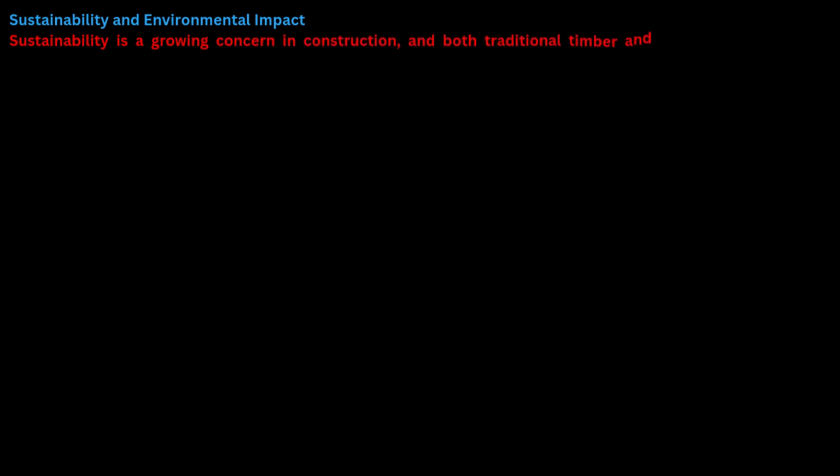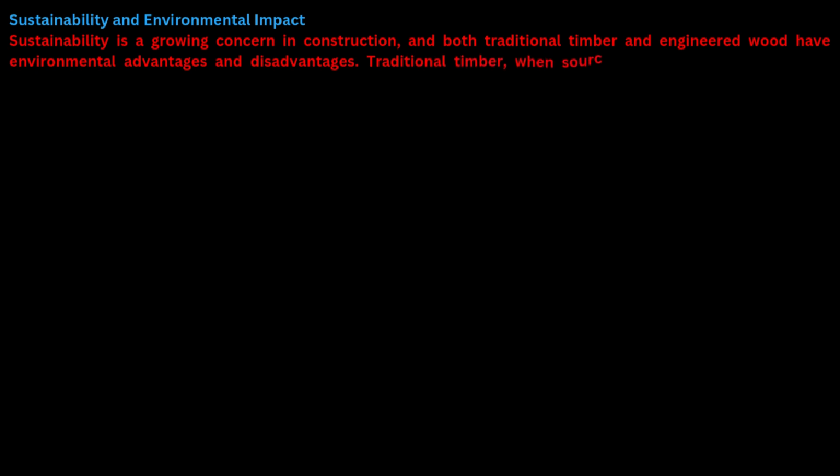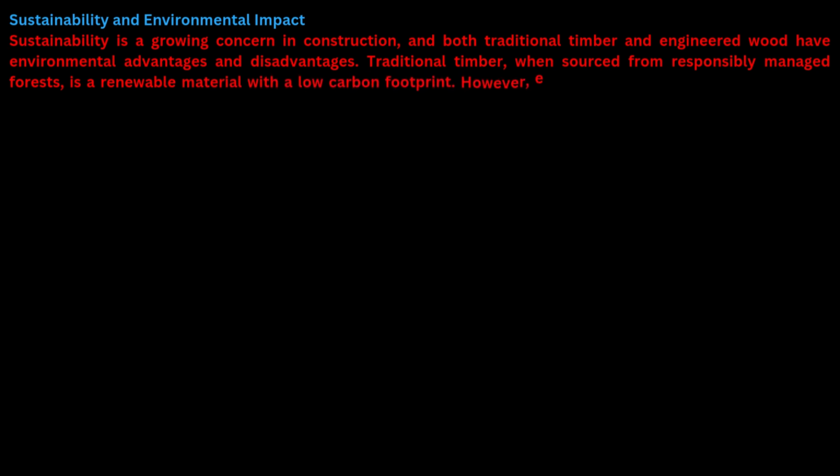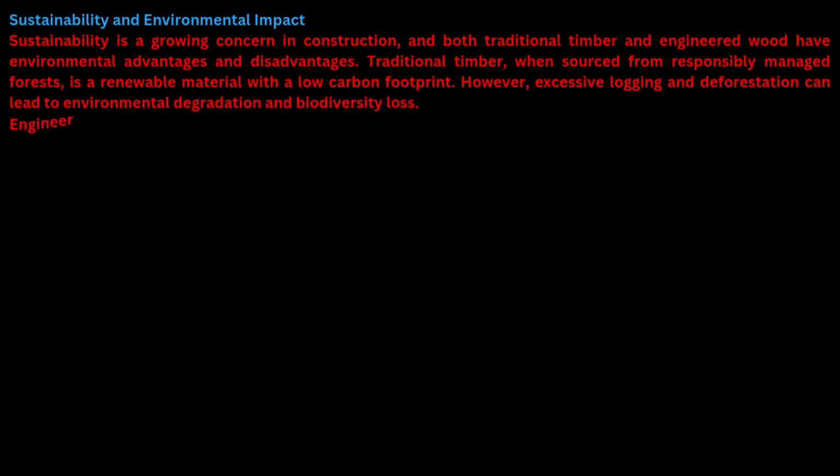Sustainability and environmental impact. Sustainability is a growing concern in construction, and both traditional timber and engineered wood have environmental advantages and disadvantages. Traditional timber, when sourced from responsibly managed forests, is a renewable material with a low carbon footprint. However, excessive logging and deforestation can lead to environmental degradation and biodiversity loss.